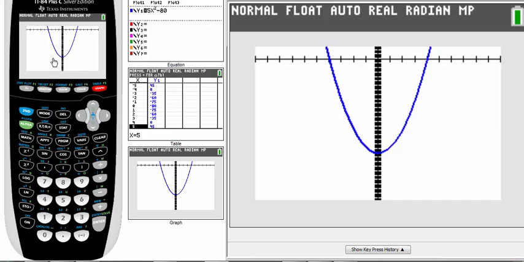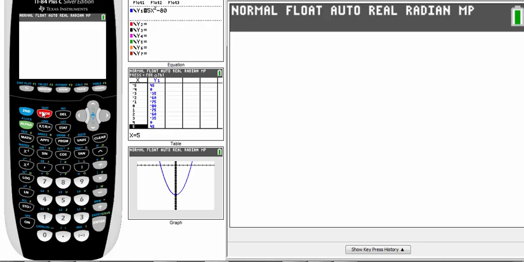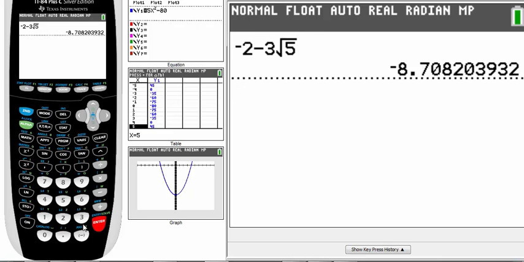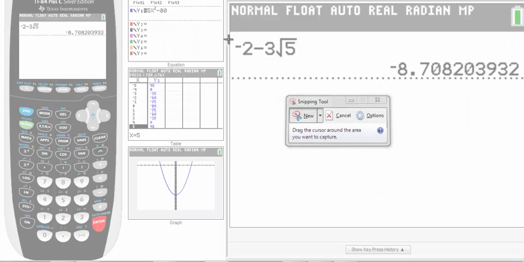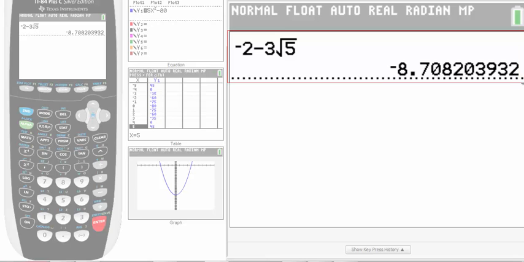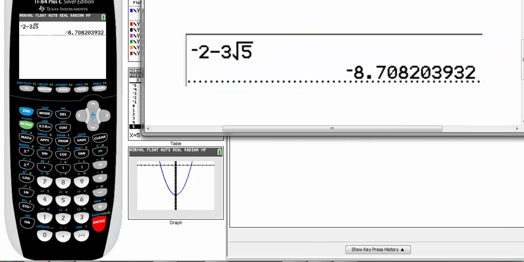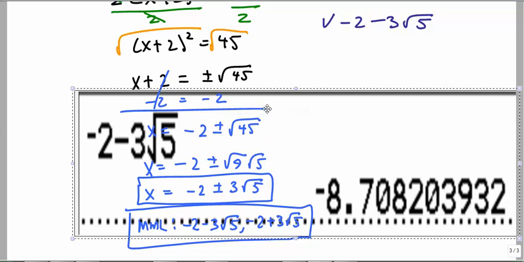So to get out of the graph and get back to your regular screen where you can do your addition and subtraction, you go second, quit. So let's check. -2, you need to use your negative sign there, not your minus. Now we use -3 square roots of 5. Okay, and hit enter. So our calculator is telling us that a good decimal approximation for -2 minus 3 root 5 is -8.708, etc. I don't think we need it quite that big.